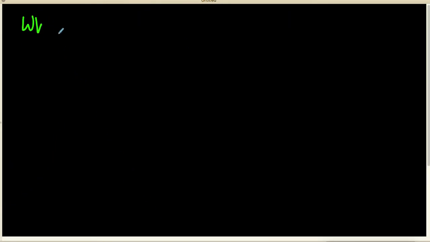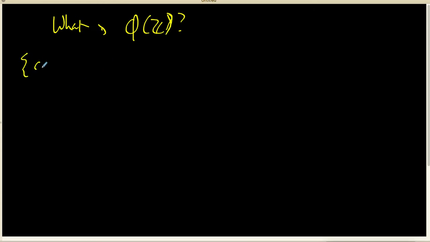Oops, let's get my permanent pen. What is the image of phi? Well, here what I want to notice is that the residue classes, the remainders when we divide an integer by n, they are also a subset of the integers.